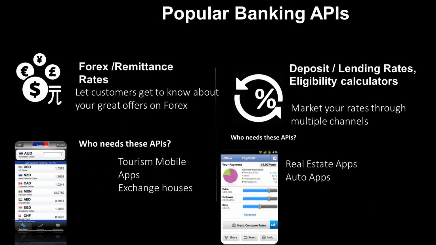You can also think about a depositing and lending rate or eligibility calculator. So if you want to develop a real estate application, and you want to sell a property to a customer in real time, if you want to calculate what the lending rate at his bank would be, then API management is the answer for that.